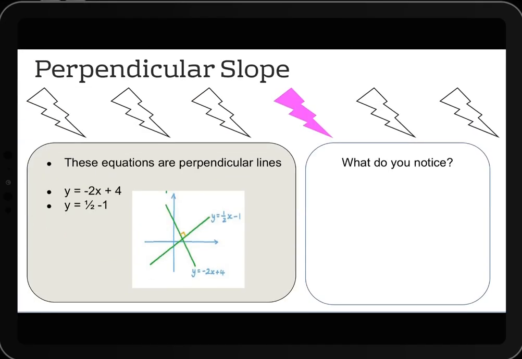Now let's take a look at perpendicular. If these equations are provided, what we should be able to notice from them is that we have opposite reciprocals. If you look at the two slopes, we have -2 and we have 1/2. There also should be a little x here as well, so I'm going to draw that in. So here we have -2 and we have positive 1/2.